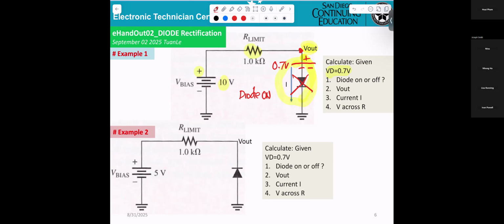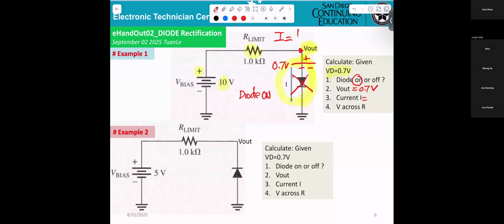So the first question, is the diode on or off? On. V out equals 0.7. Now the current I: 9.3 mA. Yes, milliamp. You take the 10 volts minus 0.7, divide by 1K. That's how you get I.